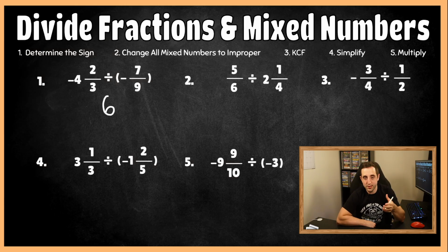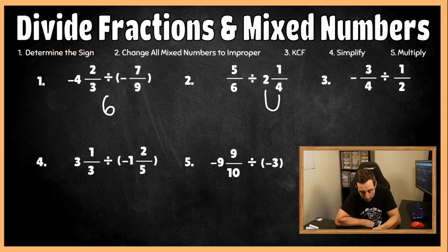Okay, for number 2, determine the sign. They're both positive values. So our final answer, once again, is going to be positive because they have the same sign. And now we want to change any mixed numbers to improper fractions. So for 2 and 1/4, we take our denominator, multiply it by the number out front. So 4 times 2 is 8. Plus 1 gives us 9, and we're just going to keep everything else the exact same for now. So 5/6 divided by 9 over 4.